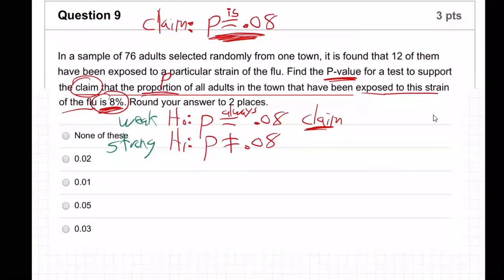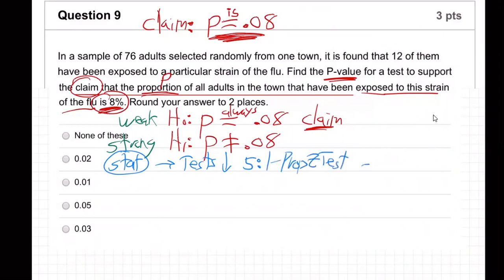All right. So I'm going to go to the calculator now. I'm going to hit stat, go over to tests, go down to one prop Z test, which looks like 5. One prop Z test, number 5, and hit enter. Then when you do, you'll get the following options. You get P0, X, n, and then the proportion.